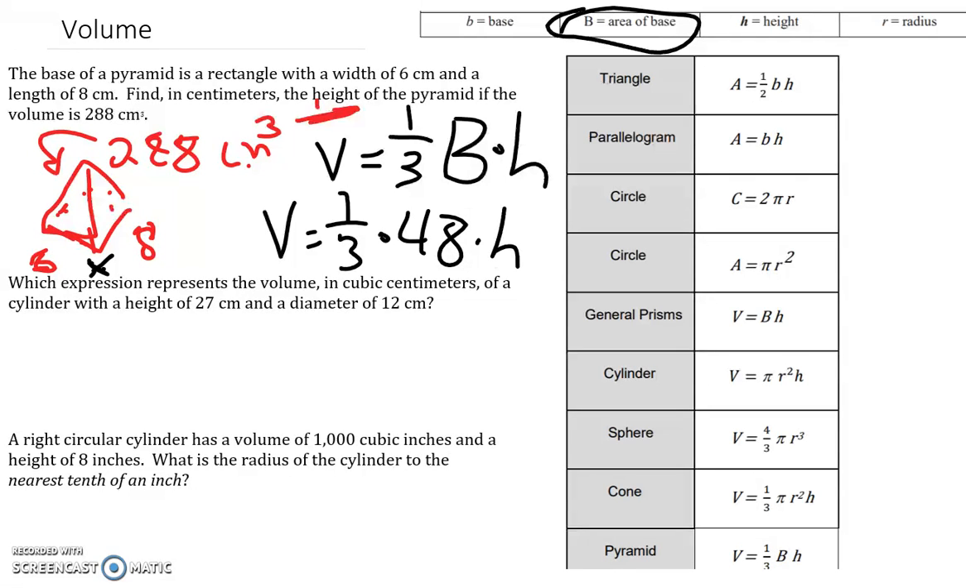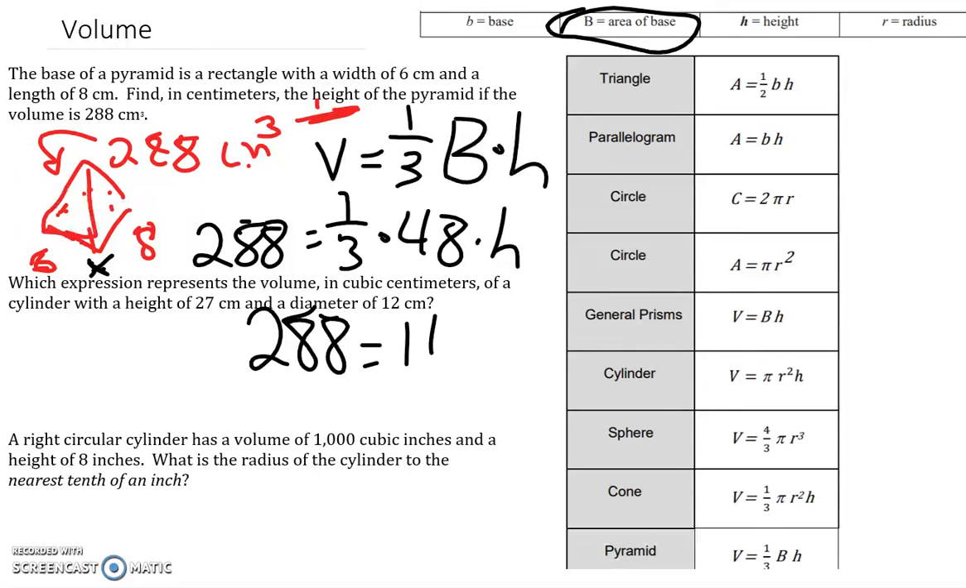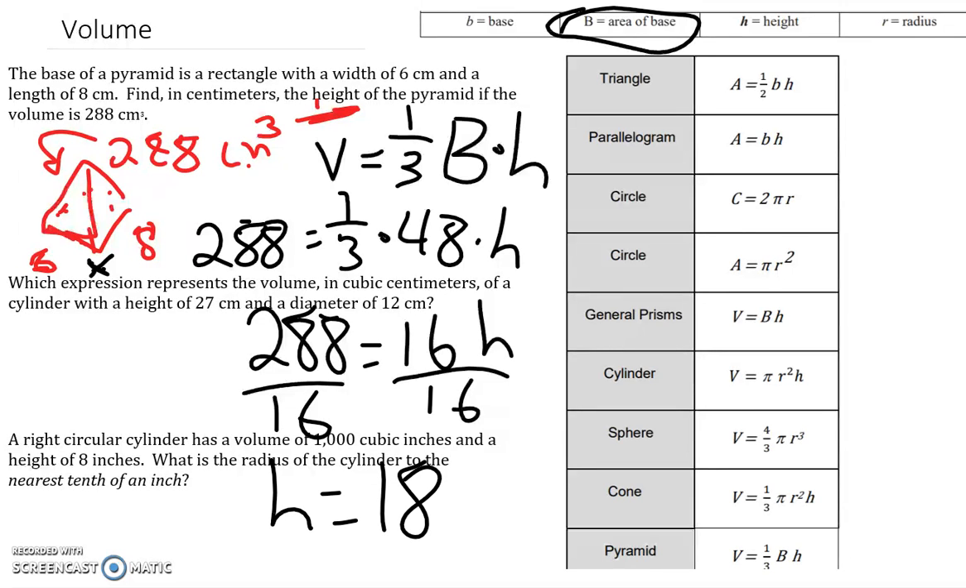times the height. It doesn't give me a height, however it does give me what the volume was, which is 288. So now if I work backwards here, I can combine my 1/3 and my 48. That's going to give me 16. So I'll have 288 equals 16h. To solve for h, I'm going to divide by 16, divide by 16, and I'm going to get an answer of 18 for my height. Just have to be careful, that would be centimeters.